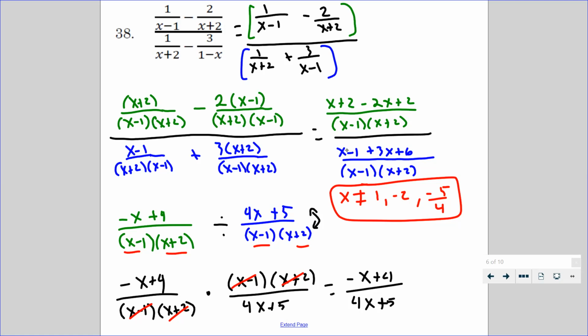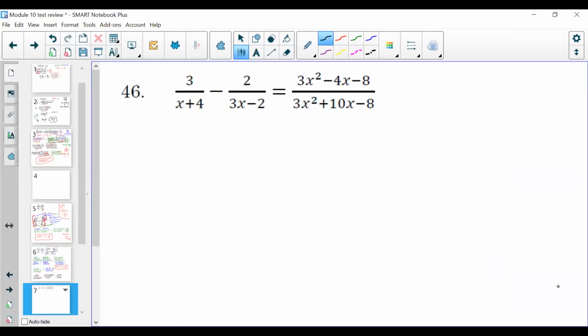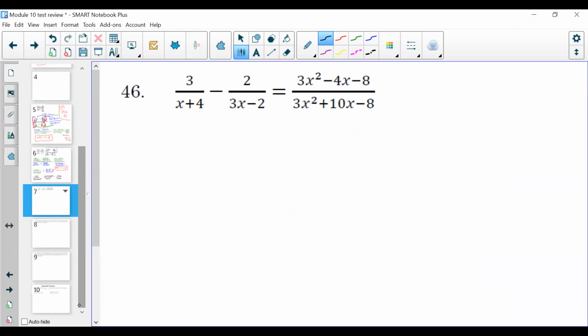Any other questions? Ready to keep going? Let's keep going. All right. So now we're going to be doing some solving rational expressions. So just like before, the first thing you should always do is factor everything out.